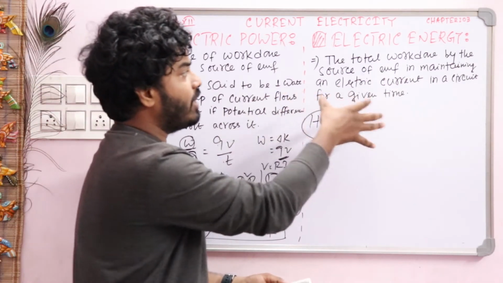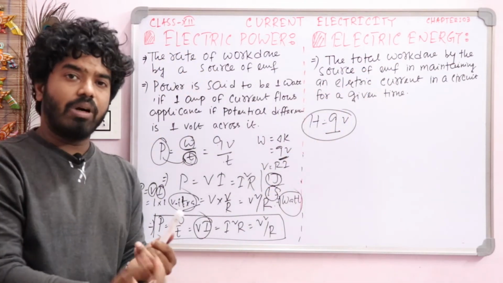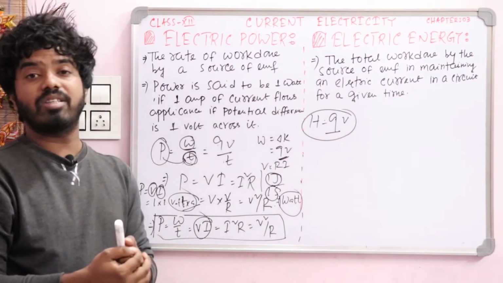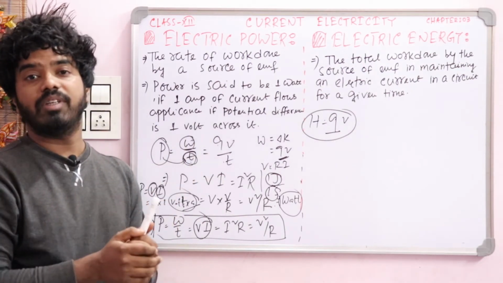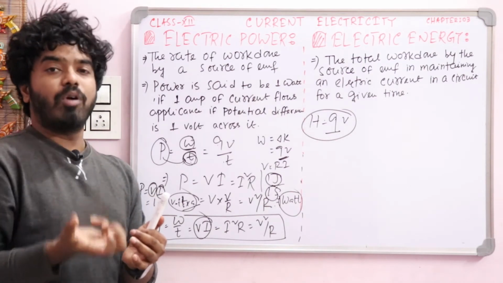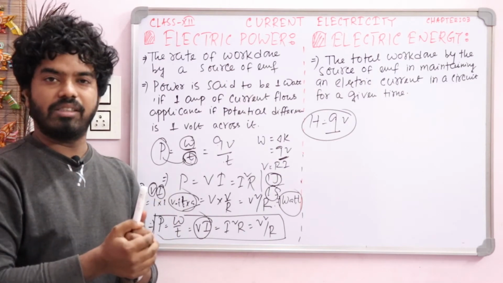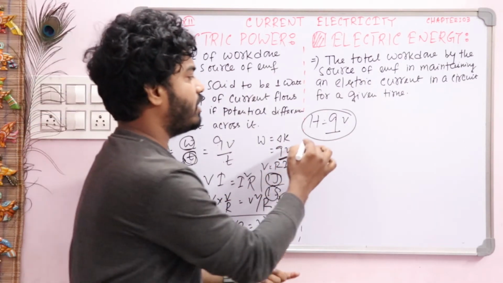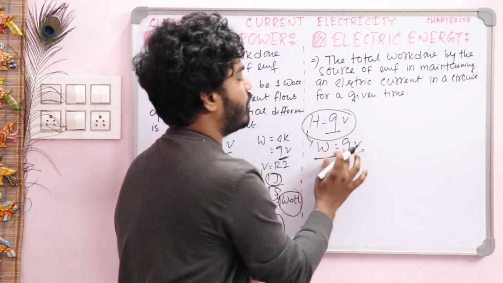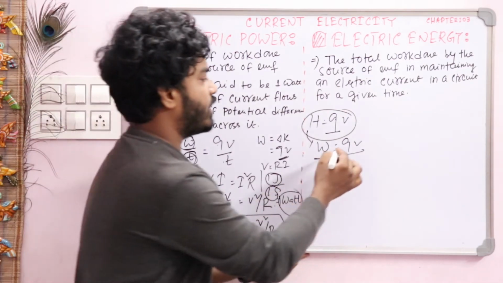Okay, so the definition of energy is the total work done by the source of EMF. For what purpose? In maintaining the electric current for a given time. For a given time, in maintaining an electric current, the total amount of work done by the source of EMF is named as electric energy. So here H is also named as electric energy. It is represented by W equal to Q into V. Now, by the same method, you just use the expression Q.